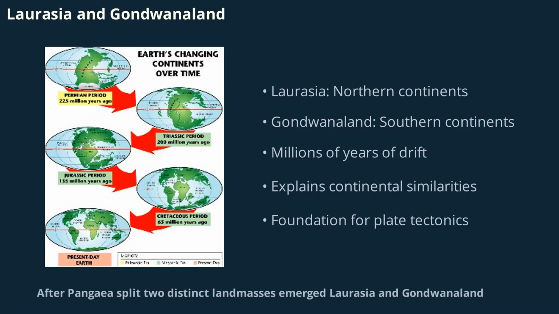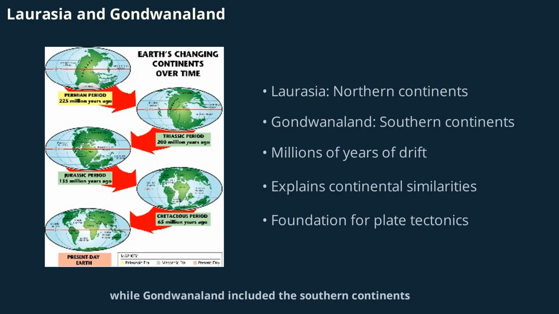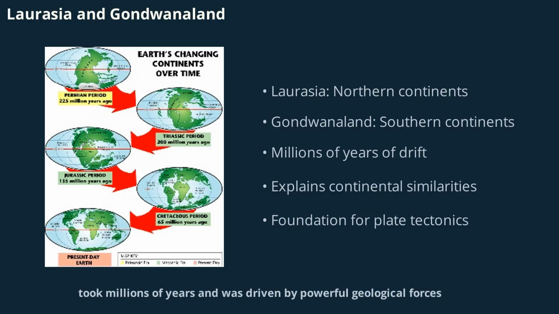After Pangaea split, two distinct landmasses emerged, Laurasia and Gondwanaland. Laurasia comprised the northern continents, while Gondwanaland included the southern continents. These supercontinents gradually broke apart, giving rise to the continents we recognize today. This process, known as continental drift, took millions of years and was driven by powerful geological forces. The breakup of Pangaea explains the similarities in rock types, fossils, and mountain ranges found on different continents. Understanding the origins of Laurasia and Gondwanaland helps us trace the history of Earth's surface.